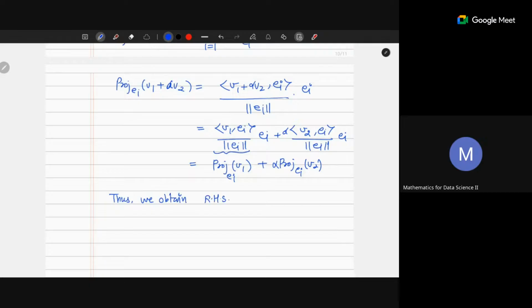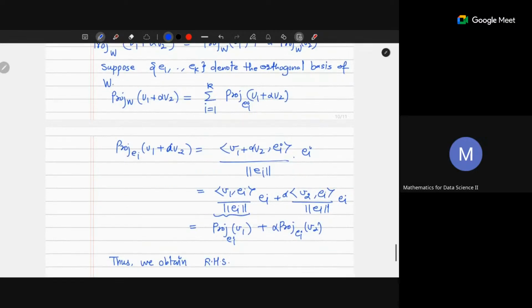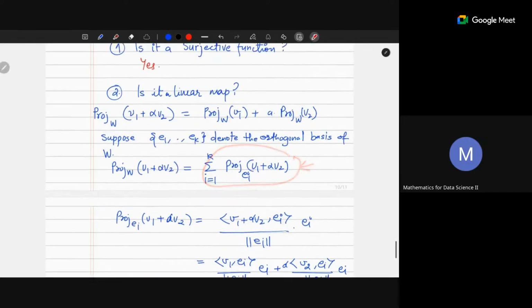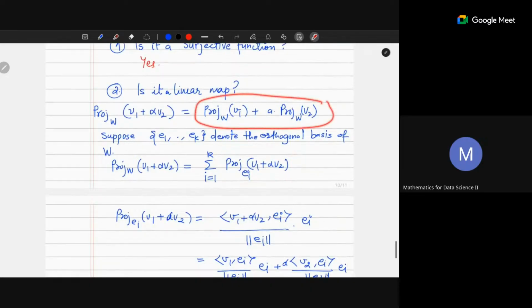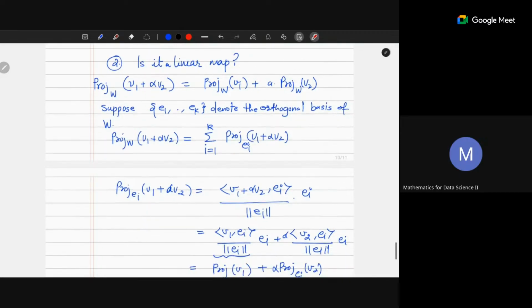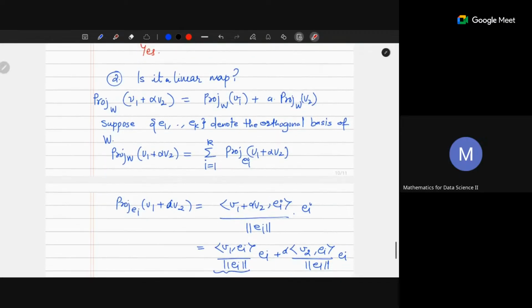the RHS. So you just do this for each i varying from 1 to K, and you use the linearity with respect to each vector in this expression. Then you will get one thing on the right hand side. So it is a linear map, right? It makes sense, right?